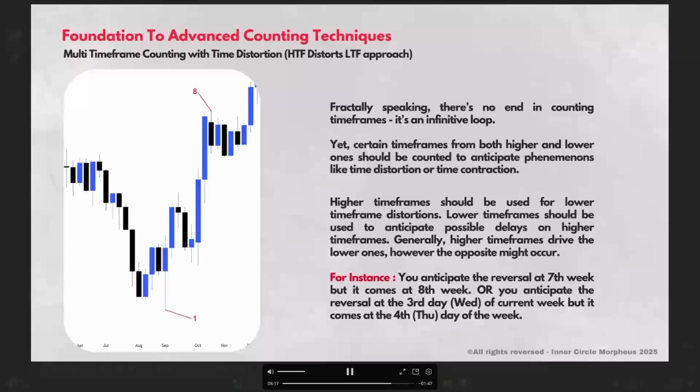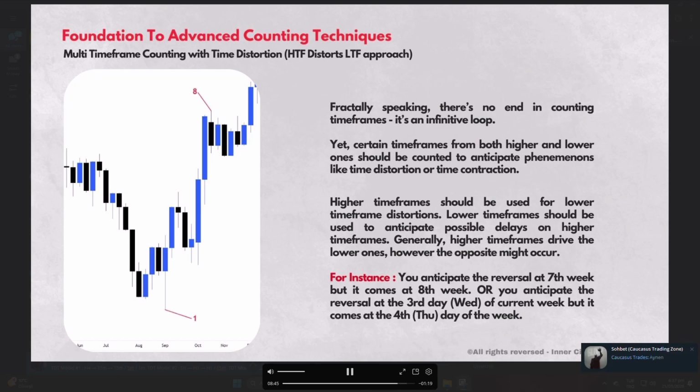Fractally speaking, there's no end in counting time frames. It's an infinite loop. Yet certain time frames from both higher and lower ones should be counted to anticipate phenomena like time distortion or time contraction. Higher time frames should be used for lower time frame distortions. Lower time frames should be used to anticipate possible delays on higher time frames. Generally, higher time frames drive the lower ones, however the opposite might occur.